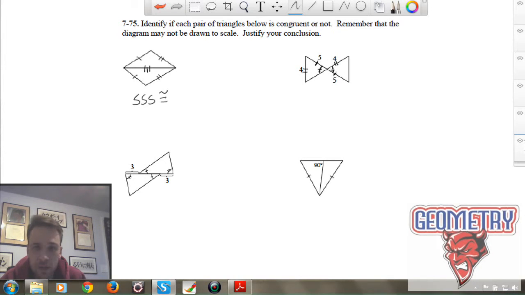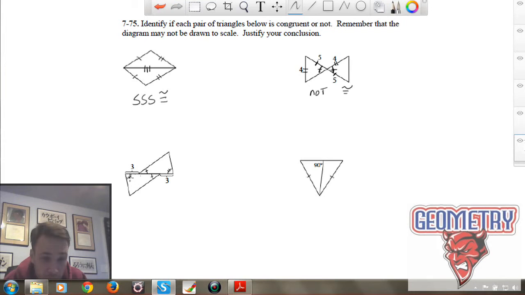This triangle on the right fits that criteria. There's two sides, the angle in between. Over here in the triangle on the left, however, the angle is not in between those two sides that match up. So, I would say that as far as we know right now, those two triangles are not congruent.